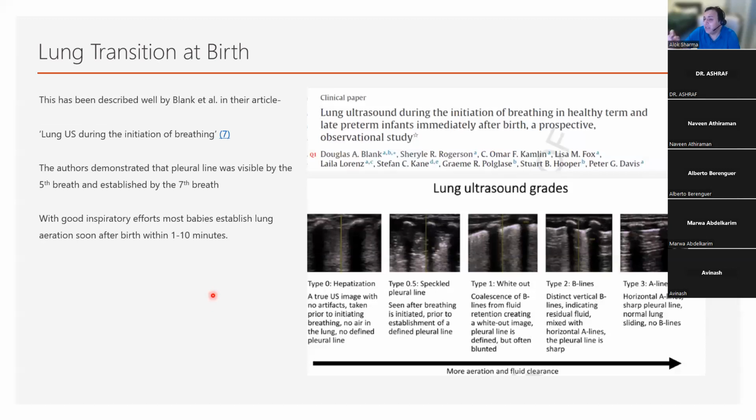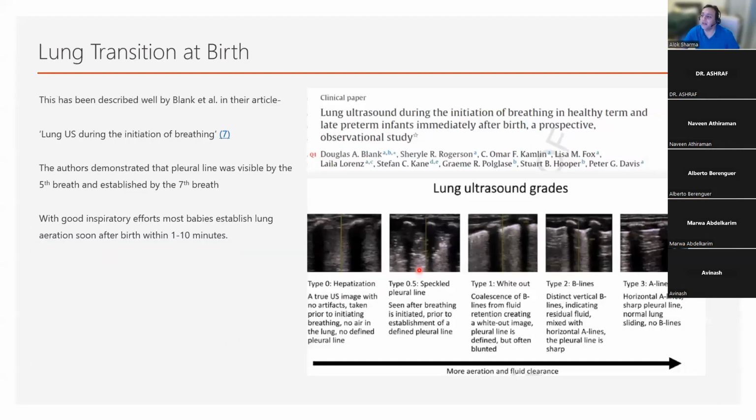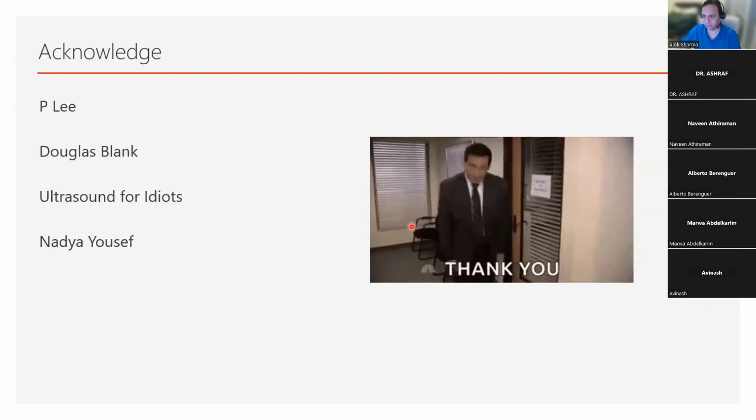And that's why sometimes you need to do serial ultrasounds. Because if you assume that this is a pneumonic presentation because you've done an early scan, then you might be making the wrong diagnosis. You might end up treating this baby for 36 hours pending cultures, but the diagnosis that you'd make would be very different. So you need to know the normal history of lung transition at birth.